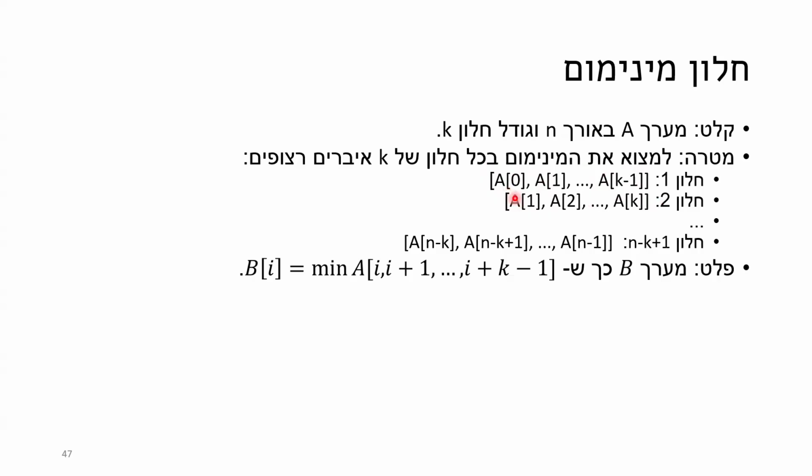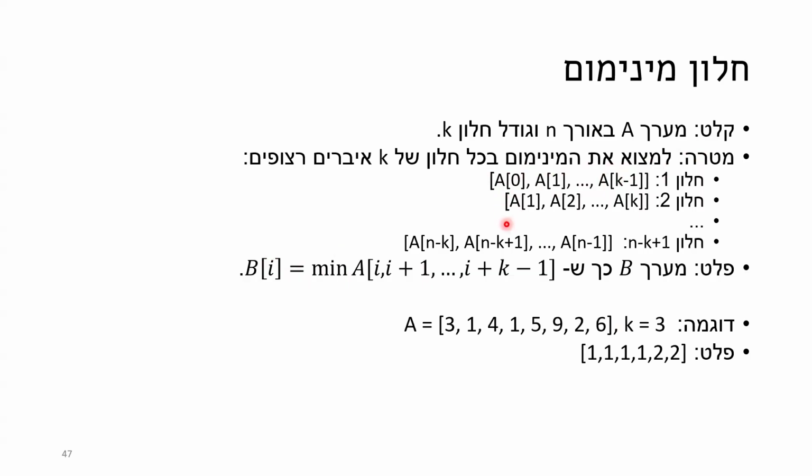And let's take a window, we basically move it by 1, then we move it by 1 again for the third window, and then the final window is A in the place of n minus k until A of n minus 1, till the end of the array, and we want the minimum of this window. And the output is we want an array B such that each cell in B is the minimum of that window that we just saw. So B in the first place is the minimum of our first window.